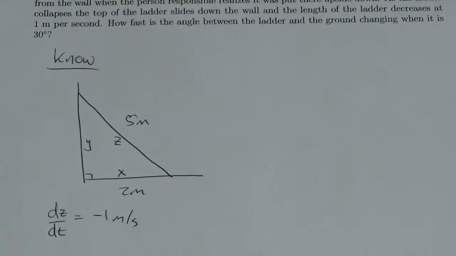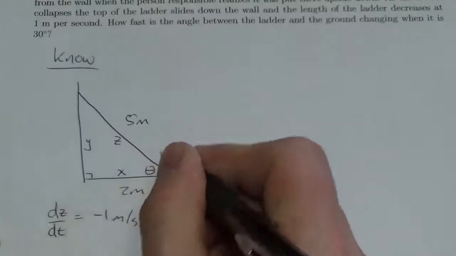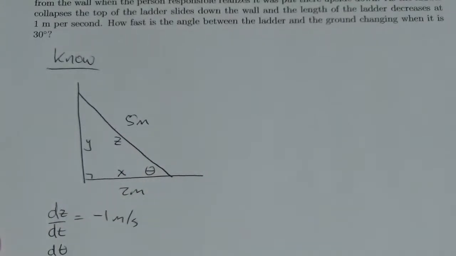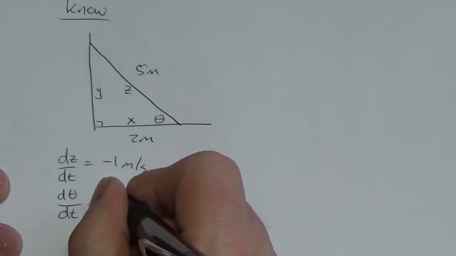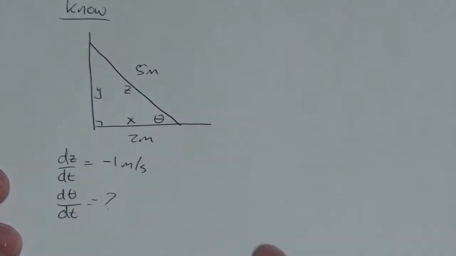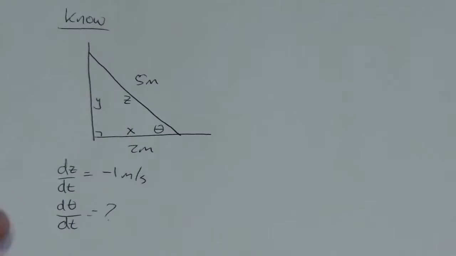How fast is the angle between the ladder and the ground changing? Let's call that theta. So the question we're asking here is, what is d theta by dt? How fast is that angle changing? And we're told when the angle is 30 degrees.